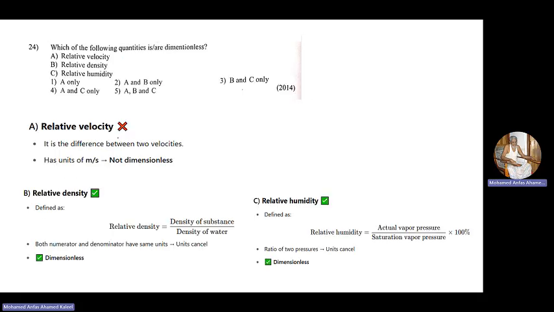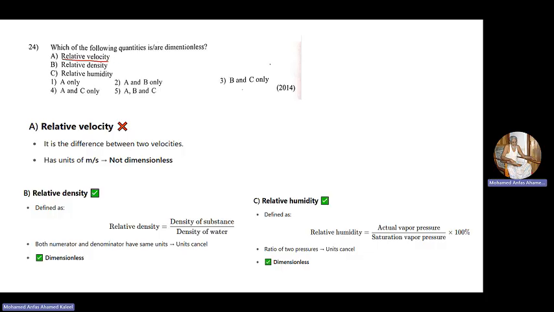Then question number 24. Which of the following quantities are dimensionless? The first one is relative velocity.